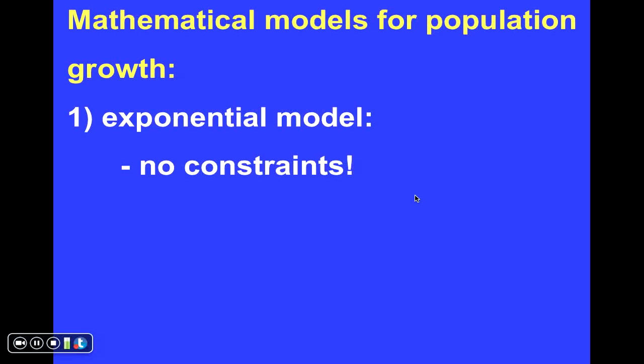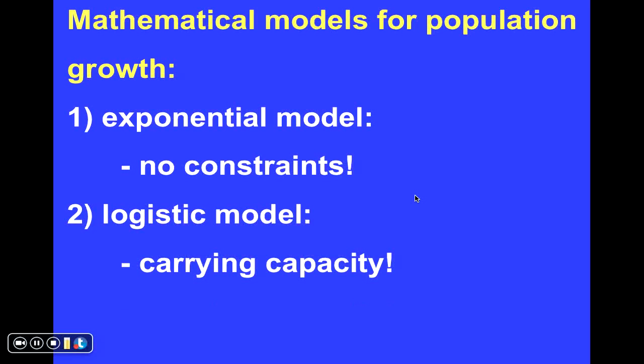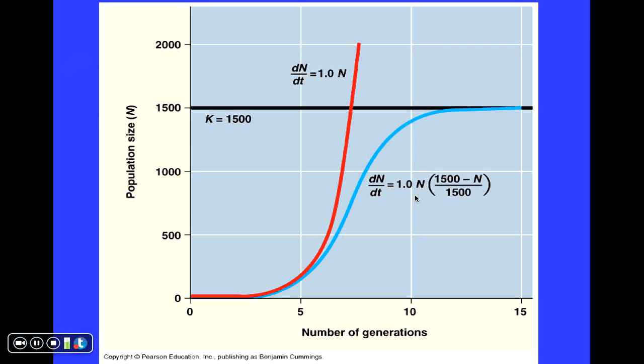So unlimited resources, no predators, no constraints. This essentially represents unlimited, unchecked growth of organisms in a population. Again, it typically doesn't happen in nature, at least not for very long. In contrast, we could talk about the logistic growth model. This essentially incorporates the concept of a carrying capacity.